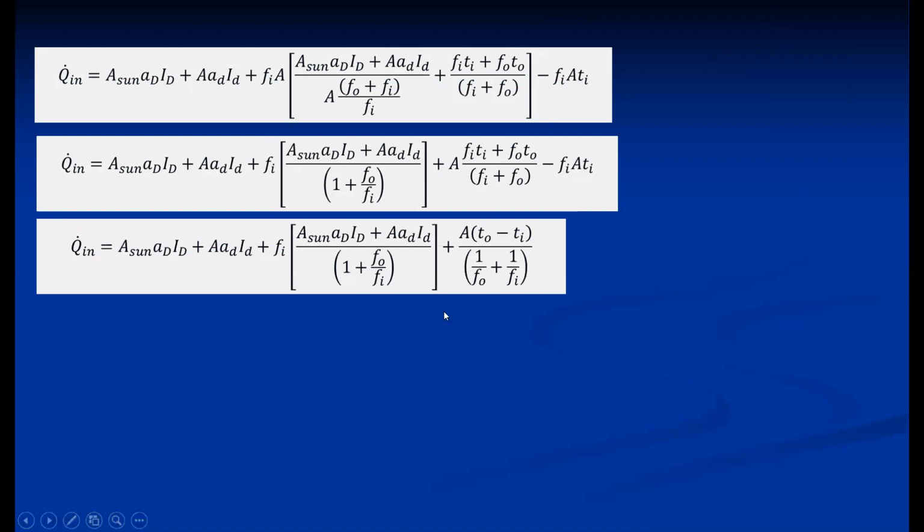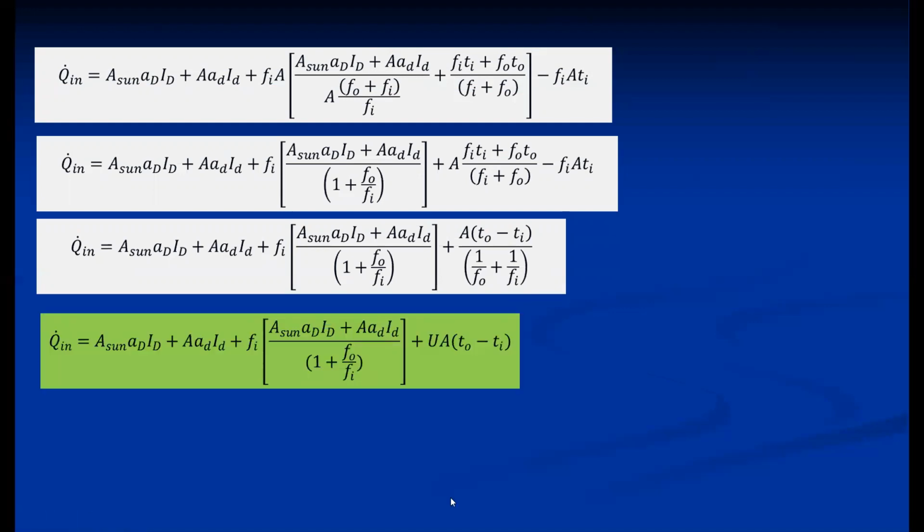This term we can call U, because this is 1 upon U, if we neglect the heat transfer coefficient, or neglect the conductive resistance. So instead of this, we can put 1 upon U. So that is UA(To minus Ti), that is, outer surface temperature and inner surface temperature. So this is another term.